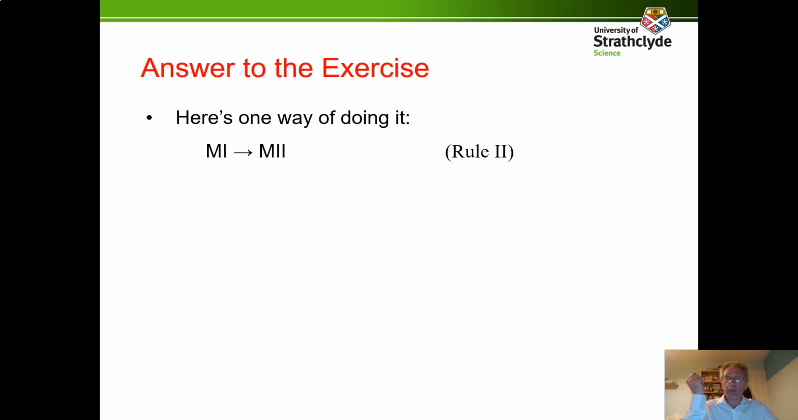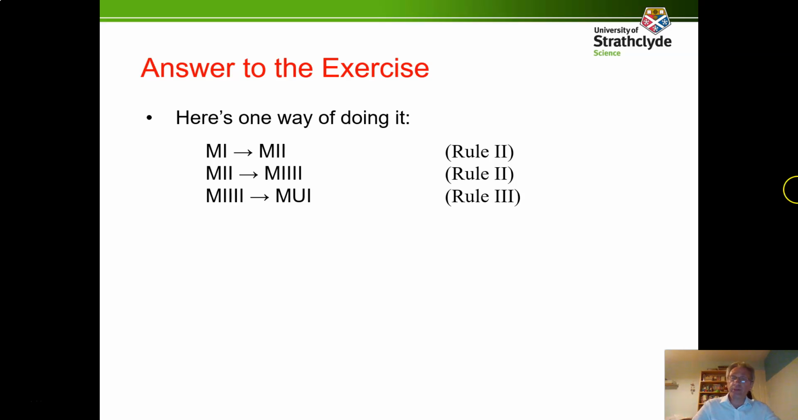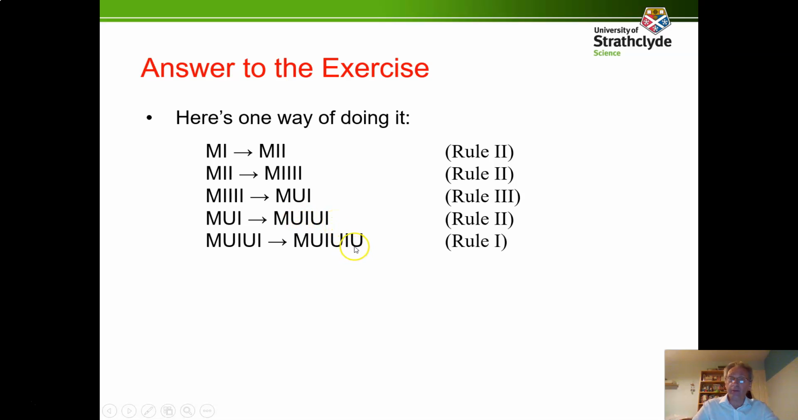So I started by using the doubling rule. So I transformed MI into MII. Then I used it again to make M with 4 I's. Then I turned the first 3 I's in that string into U. And then I doubled that again to get MUIUI. Then finally I added a U to it to get MUIUIU. And there are other ways of doing it.